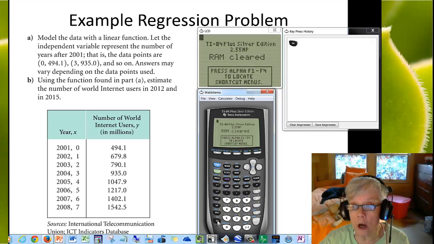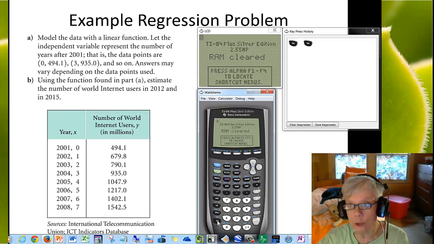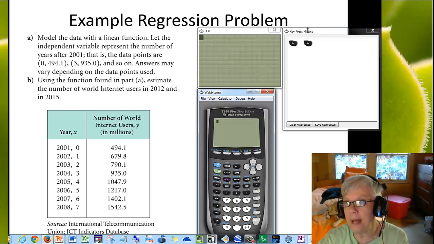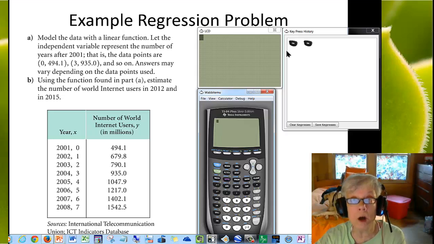I'm going to turn on my calculator and I have to hit it twice. Notice that the keys over here print to let you know what steps I took. Well, that's my calculator that has to do that on thing, and yours might not.